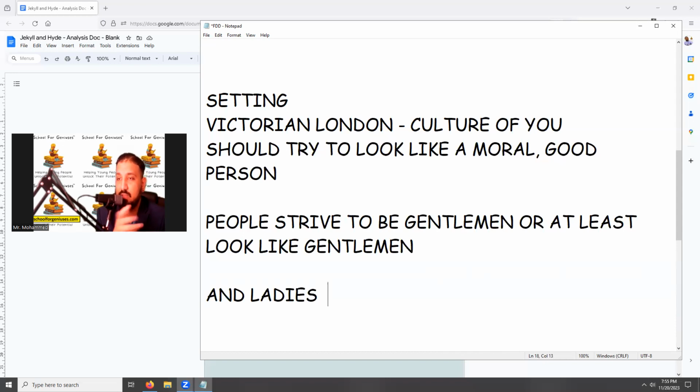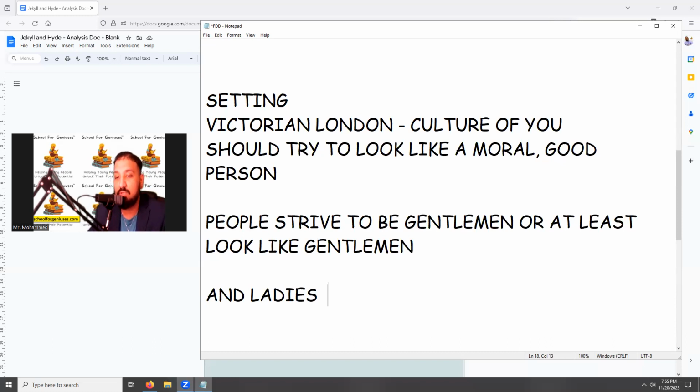There are no real women in this text apart from the housekeeper, no one who has a main role. The main thing here is that people in Victorian culture are striving to be gentlemen. There are certain codes of ethics that they need to follow. I've actually read books called How to Be a Gentleman.